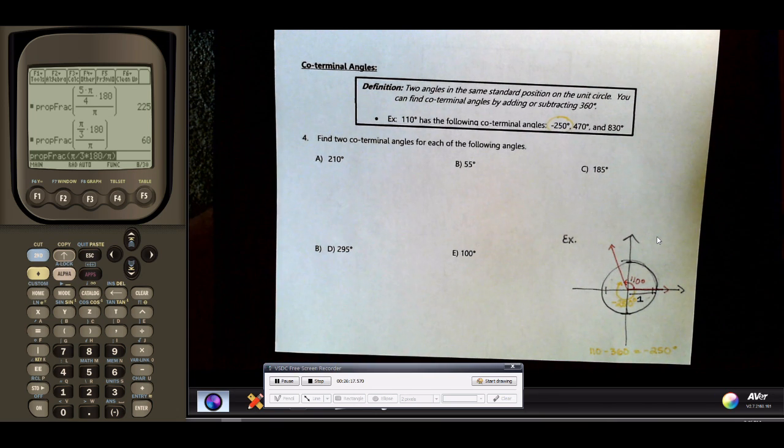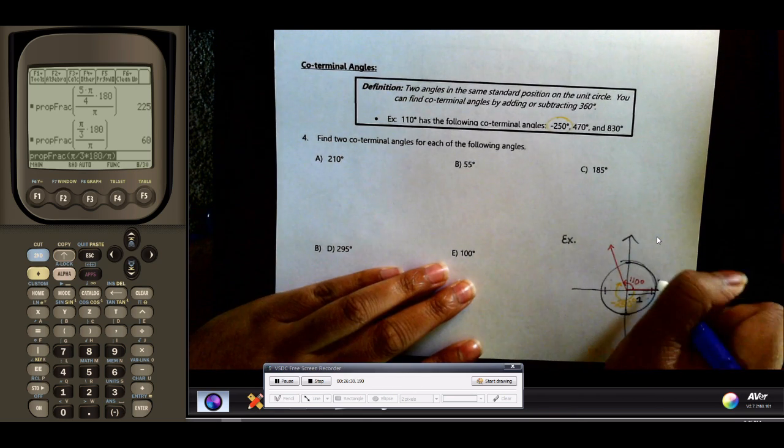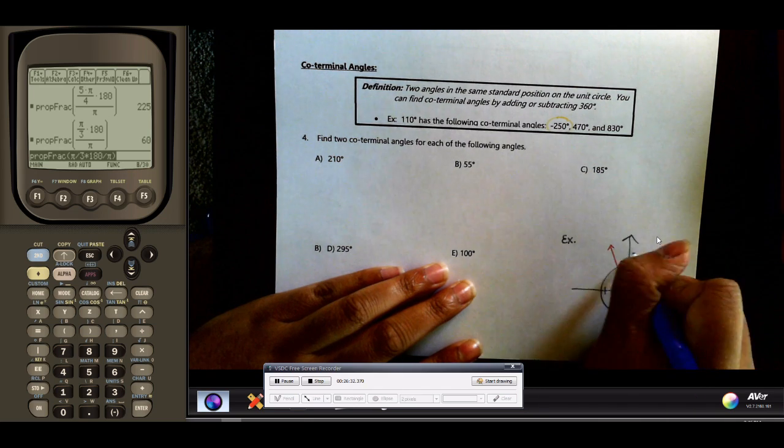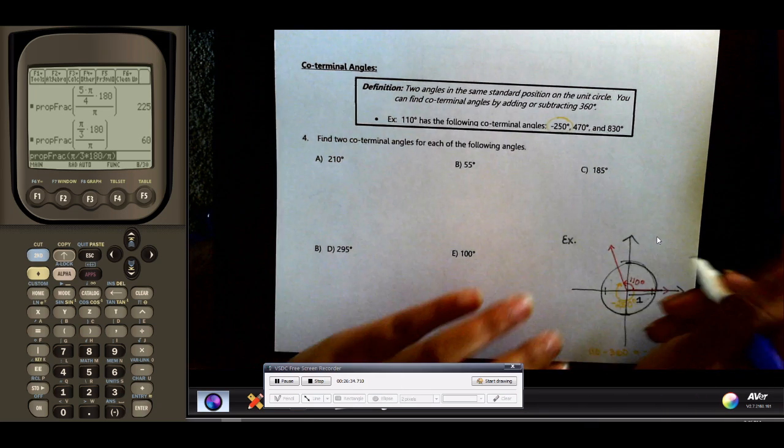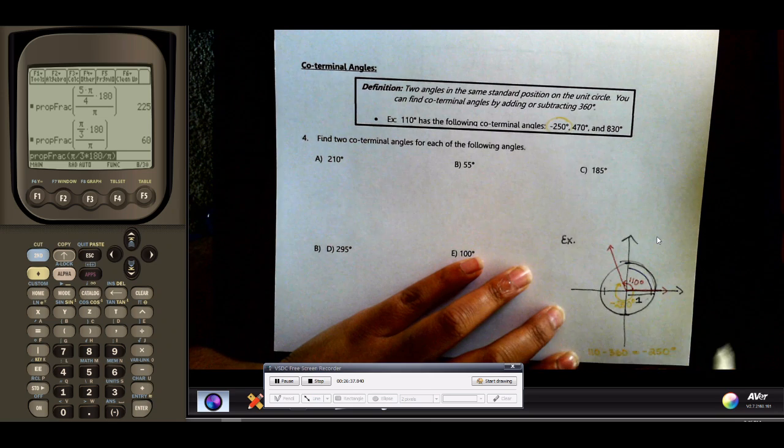And then what about 470? 470, let's do that in, I don't know, purple. I feel like purple. So 470, let's think about it. We go around. Actually, I could draw it. All right. So 90.